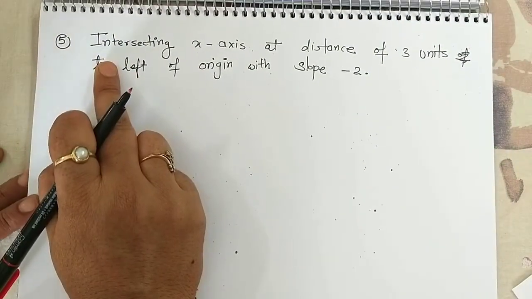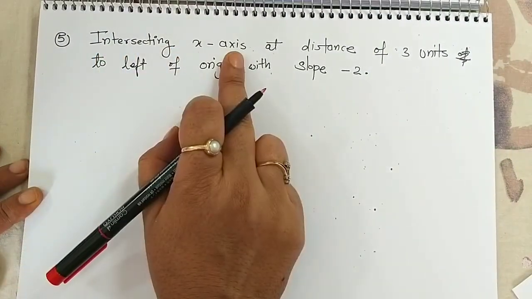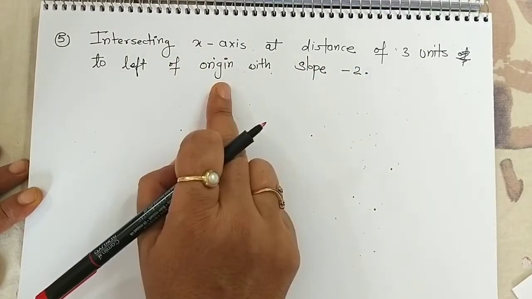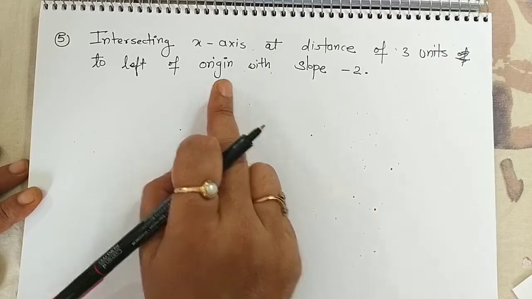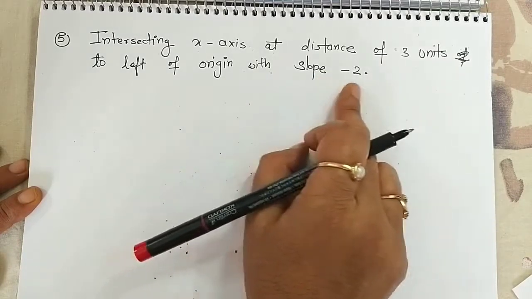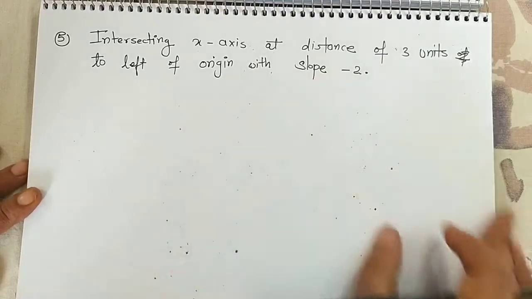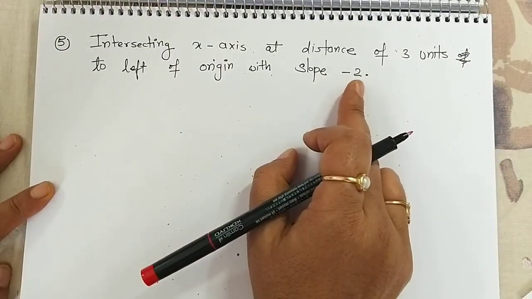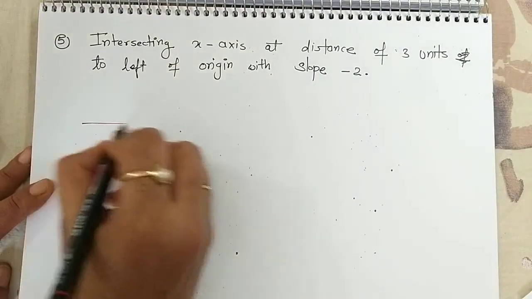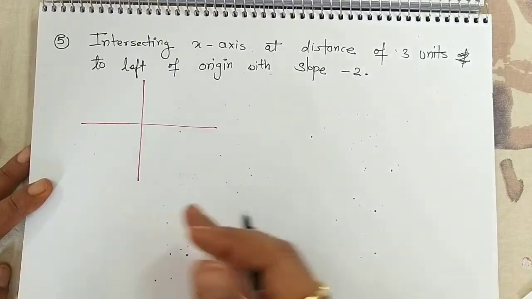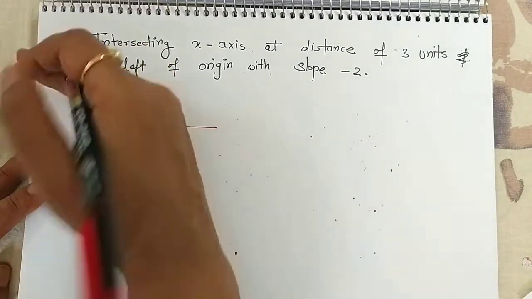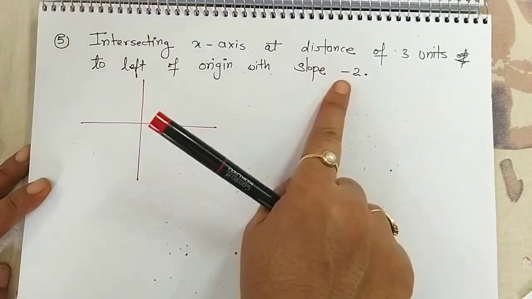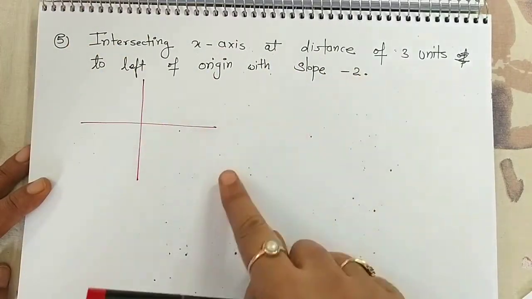Question says, intersecting x-axis at a distance of 3 to the left of origin, okay, and slope is minus 2. So in the first video or second, I told you, if the slope is minus 2, there are chances that your line is sloping this way. If it is this side, then positive slope, this side is negative slope. So I can guess my line is this side.